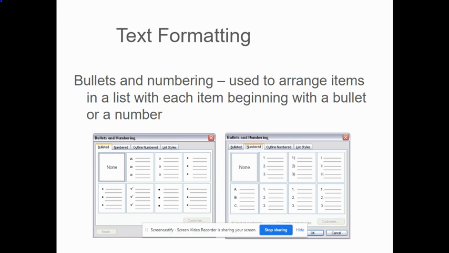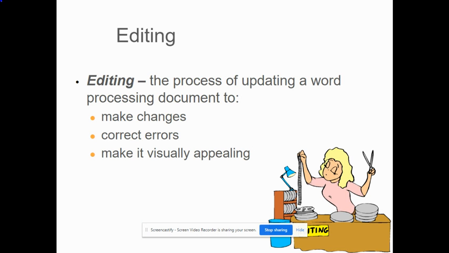You can also use bullets and numbers. Bullets and numbers are often used when you are making a list. Editing is the process of updating a Word document. You make changes, you correct errors, you make it look more visually appealing.